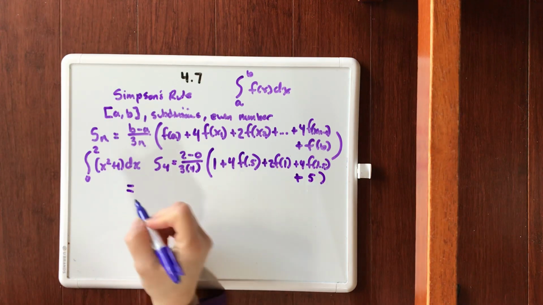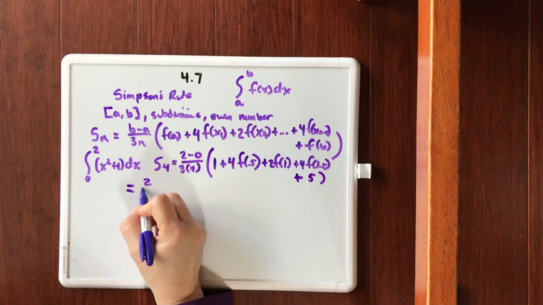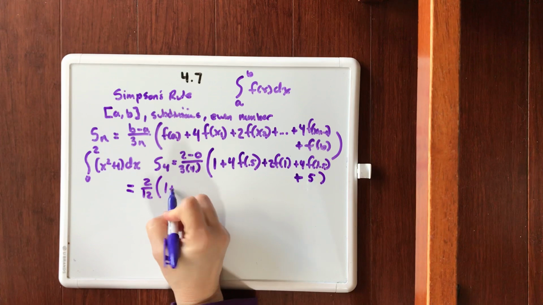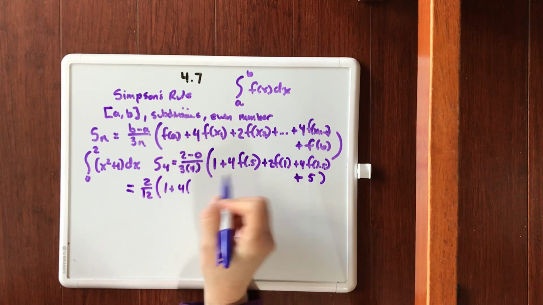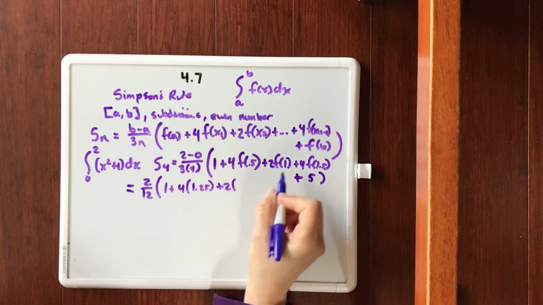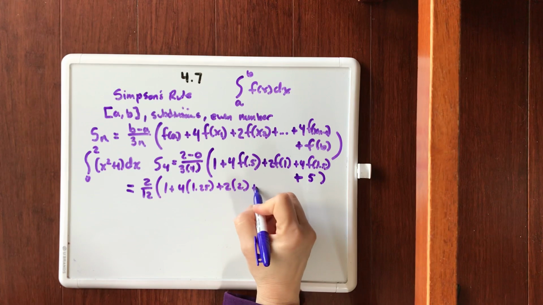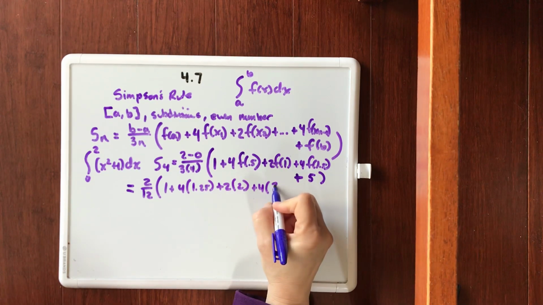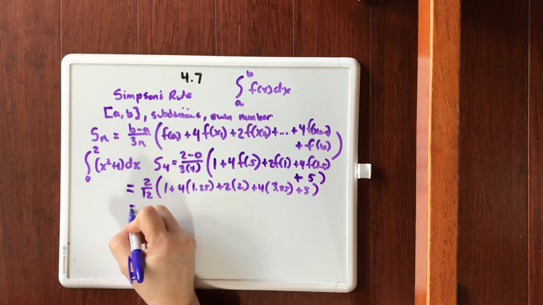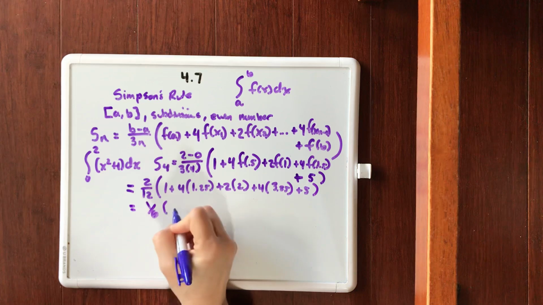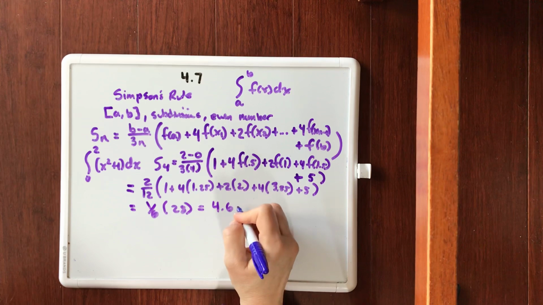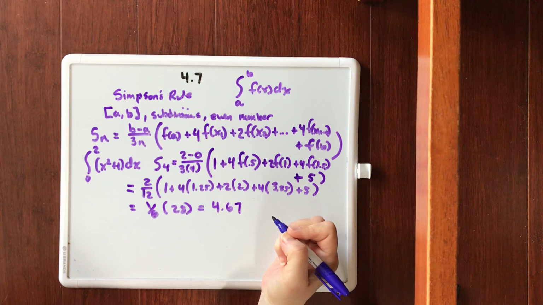Okay, bring this over here. So this becomes 2 over 12. We have 1 plus 4 times f of 0.5 is 1.25. Plus 2 times f of 1 is 2. Plus 4 times f of 1.5 is 3.25. Plus 5. Okay? And when we do all this, we get 1/6 times 28, which equals 4.67 if we round off.